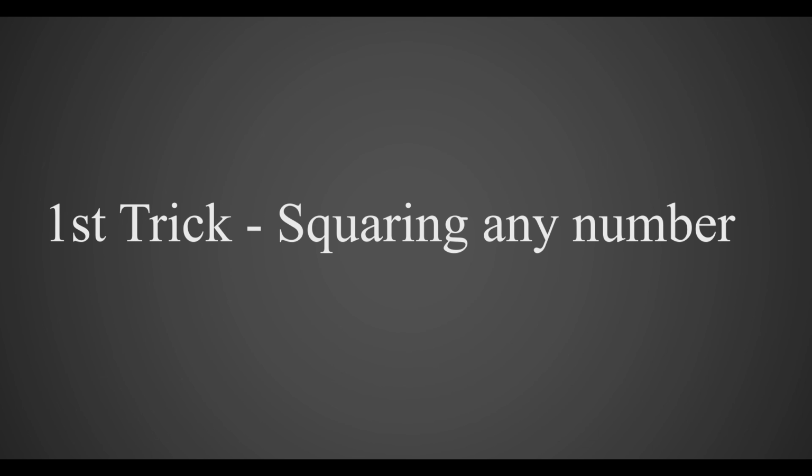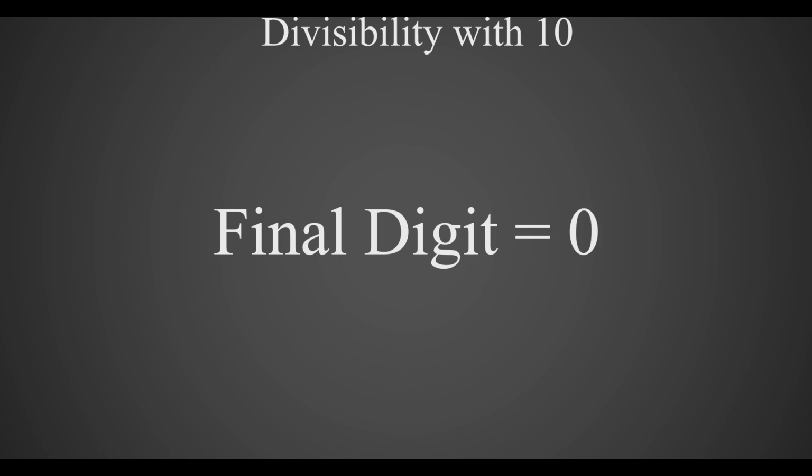And finally, last and probably the easiest is to check if a number is divisible by 10. It's just that if the number ends in a 0, that means that it's divisible by 10 evenly.